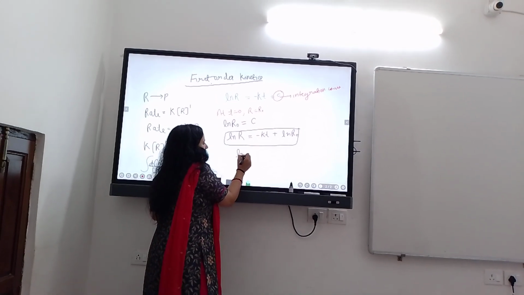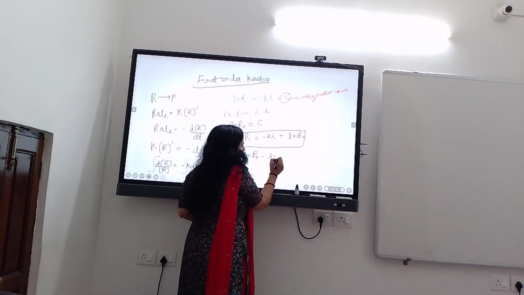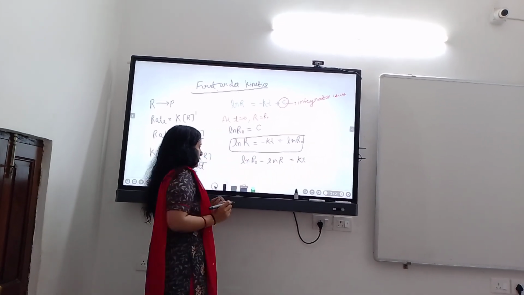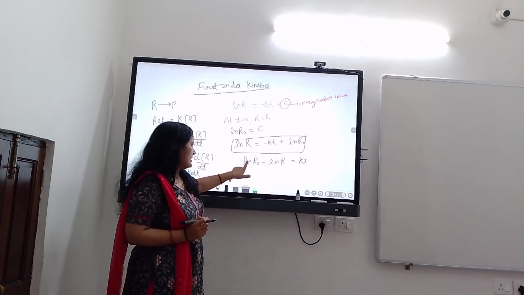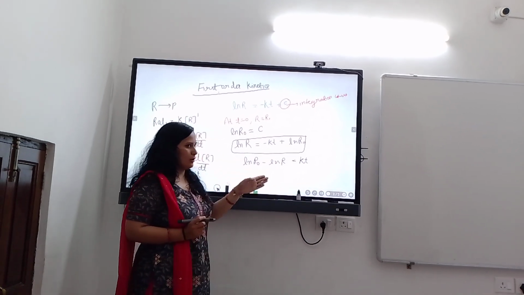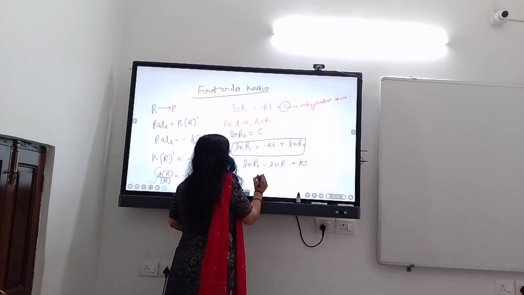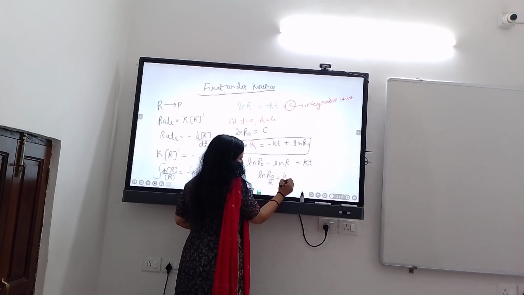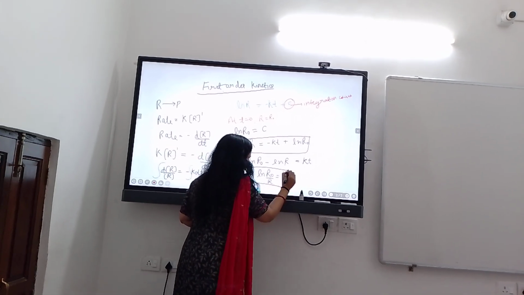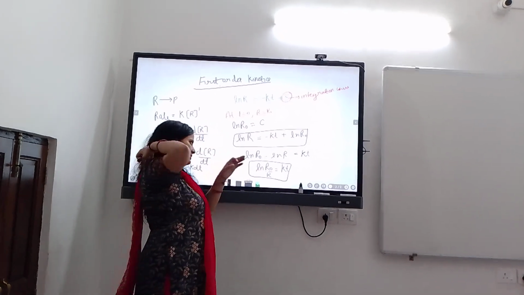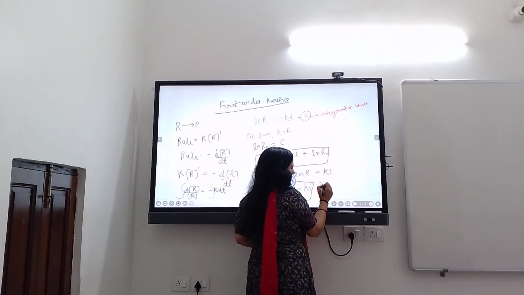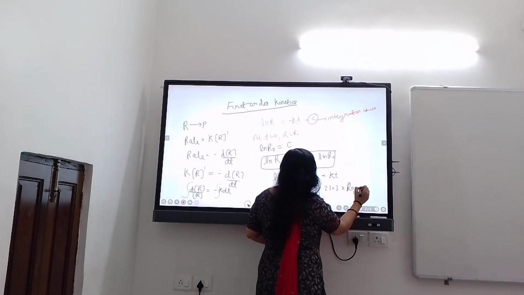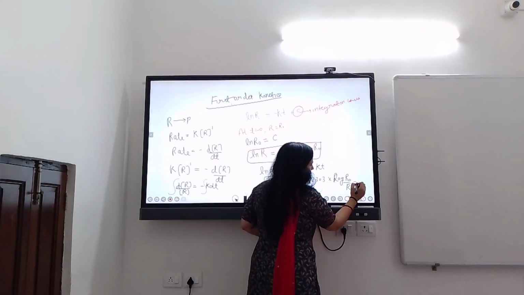Put the value of c in this equation. Rearranging the equation in this way: ln R0 minus ln R is equal to kt. Now we know a mathematical formula, that is ln m minus ln n is equal to ln of m by n. Then ln R0 by R will be equal to k into t. We can also convert this ln into log by multiplying with 2.303 into log of R0 by R equals kt.